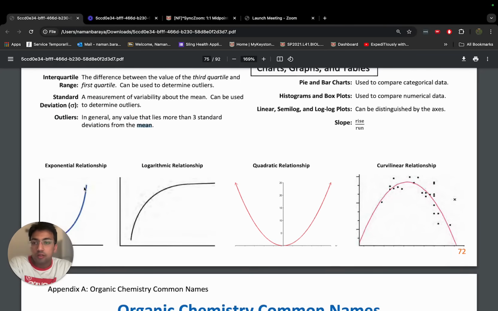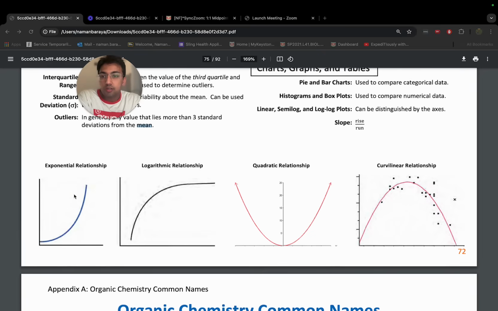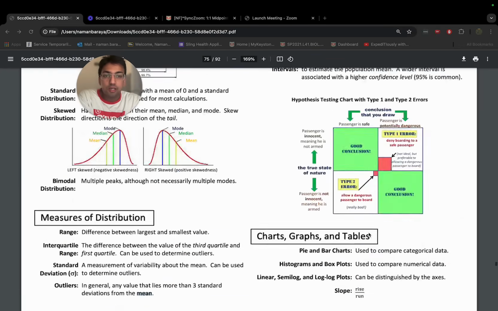Yeah, these are the relationships. So this one over here, this is exponential, then there's logarithmic, then there's quadratic, and this is curvilinear. It's just quadratic upside down.